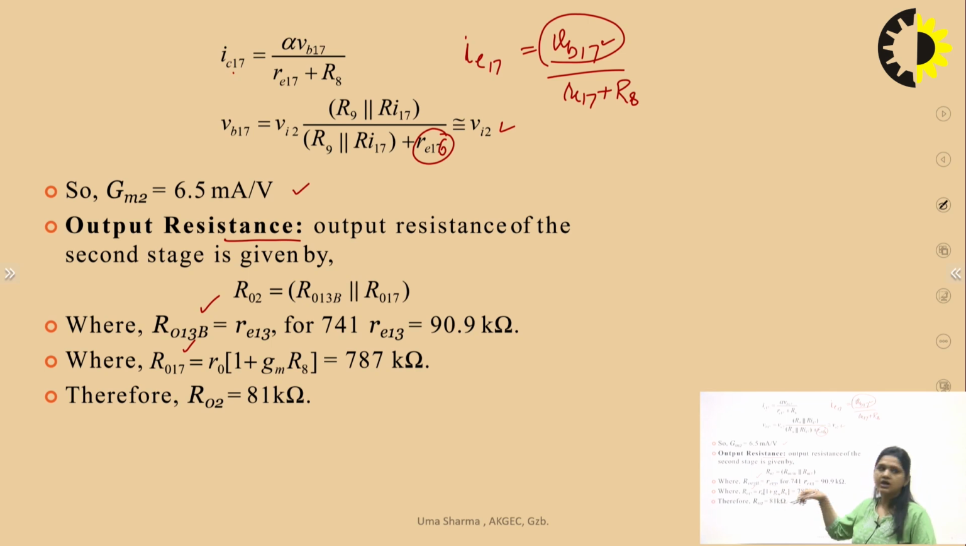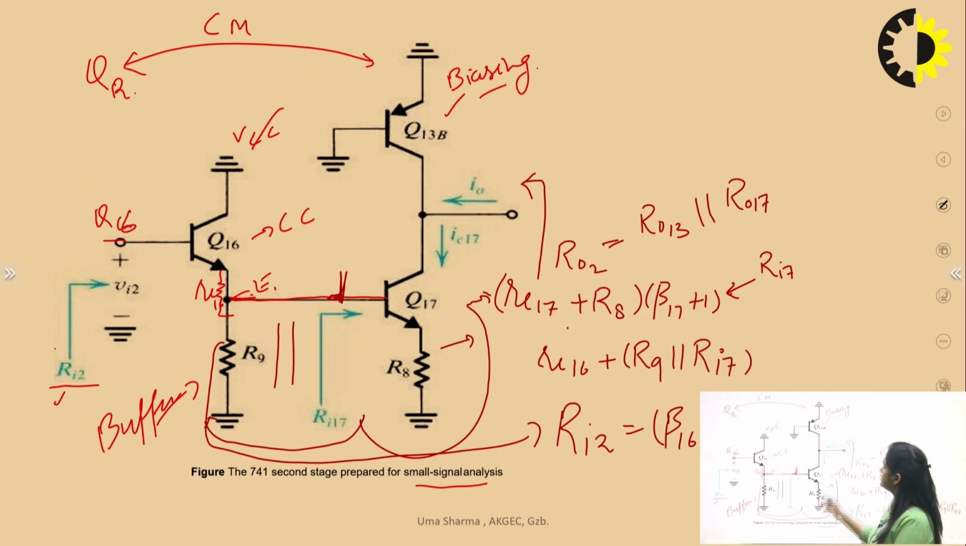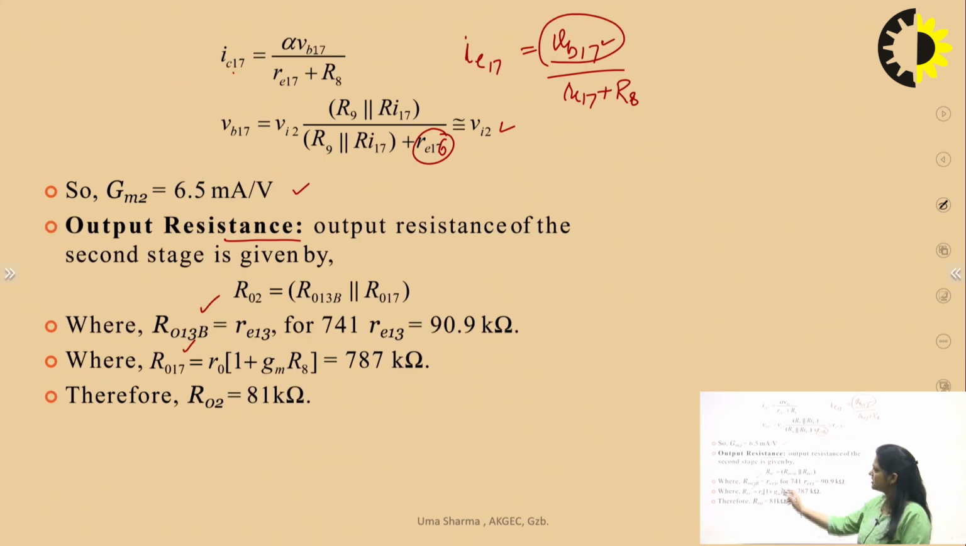We can calculate RO13B with the help of the formula which I discussed in the previous lecture for common base configuration, but you can see that here RO13B is involved in the biasing, and the resistance of RO13B can be replaced by this RE13. So this can be considered as the output impedance of our Q13 transistor, and it can be calculated by the formula VT by I, and that comes to 90.9 kilo ohms.